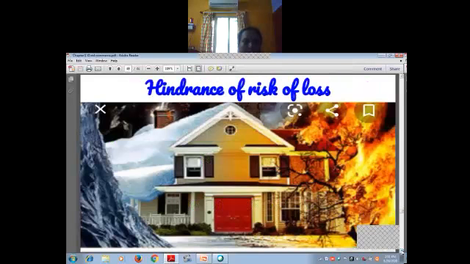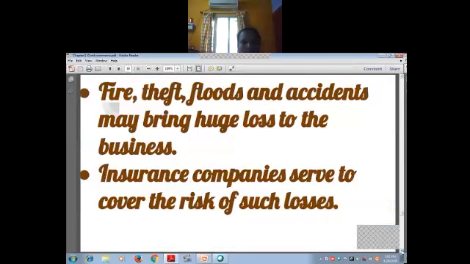Okay, we can avoid wastages. Okay, hindrance of risk or loss. Fire, theft, flood, and accidents may bring huge loss to the business. Insurance companies serve to cover the risk of such losses. So the insurance company will compensate everything. Okay, for whatever loss happens, the insurance company will give compensation for the loss.